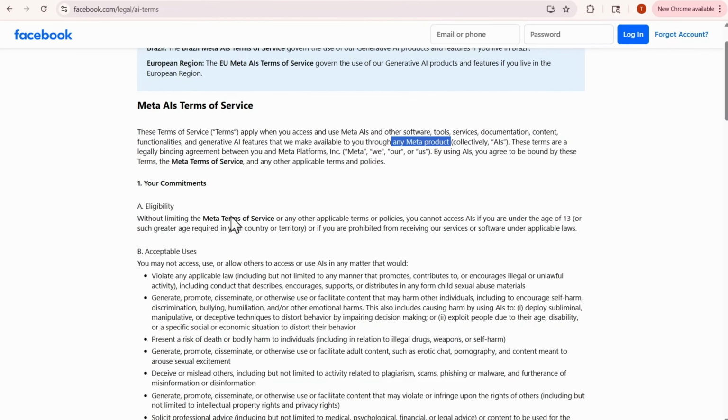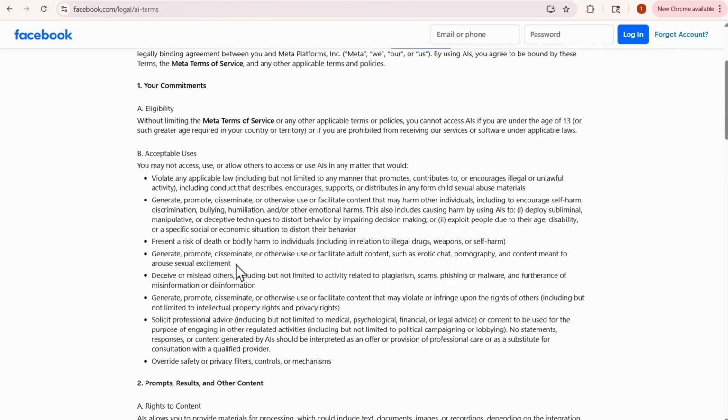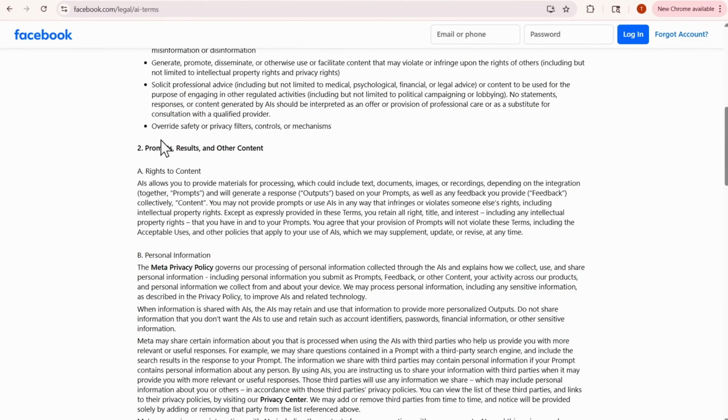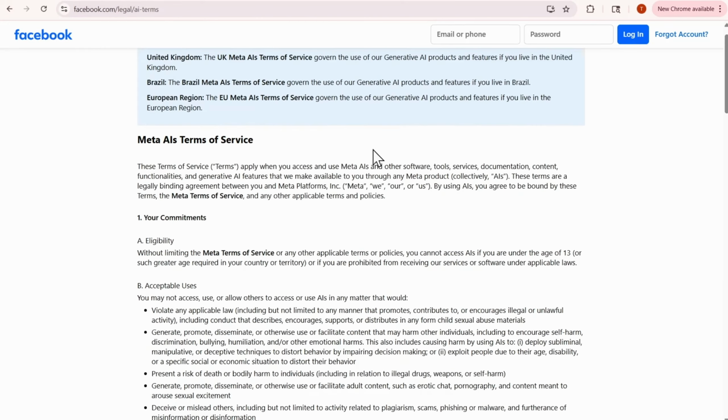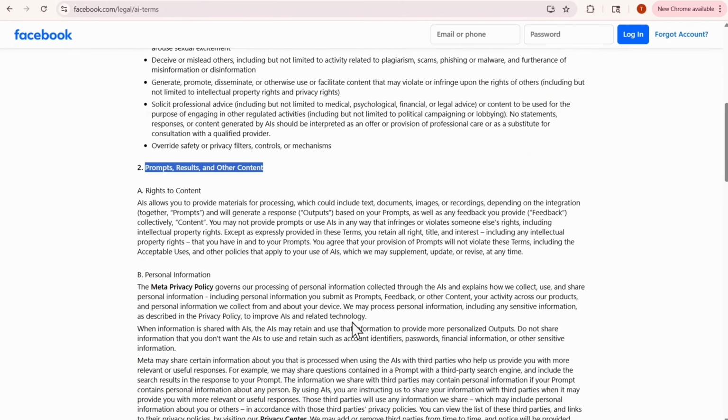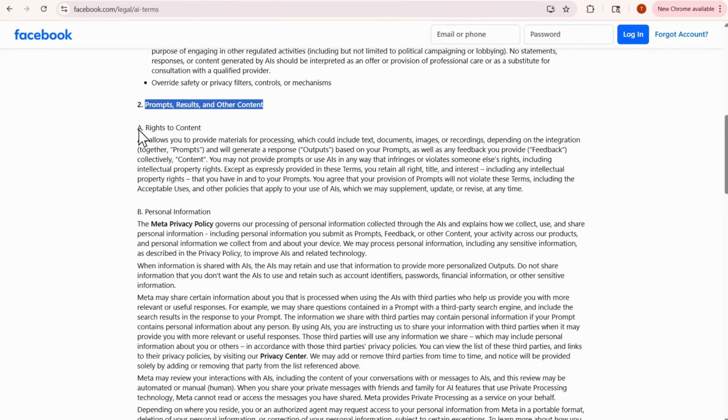So we're not going to look too much at eligibility. I want us to focus on the data protection component, which is the prompts, results, and other content, right? This is very important. So before Meta decided to create any type of product, they probably took a look at what types of inputs and outputs are associated with the AI products here. And that is the information that they're providing here. Artificial intelligence allows you to provide materials for processing, which could include text, documents, images, or recordings.